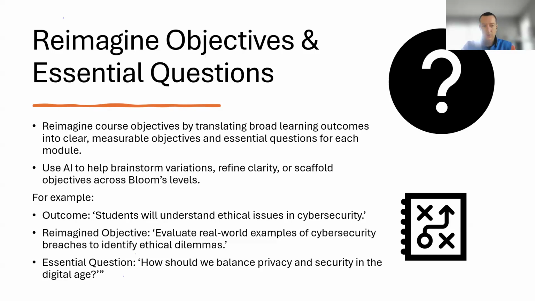So, for an example here at the bottom, we might have a course learning outcome that students will understand ethical issues in cybersecurity, very broad. But are there ways to maybe more clearly define that objective, or if we can make that a new course learning outcome, we could try, or maybe we just have a more clear objective in a unit in which we're working towards that course outcome, where we're asking our students to evaluate real world examples of cybersecurity breaches to identify ethical dilemmas. So we're getting more specific and more clear.